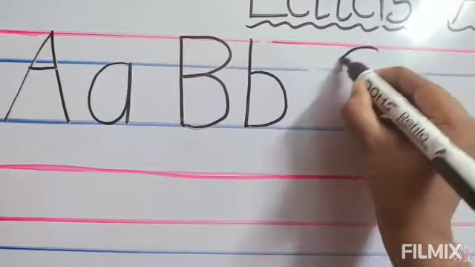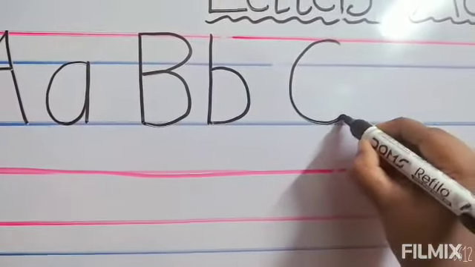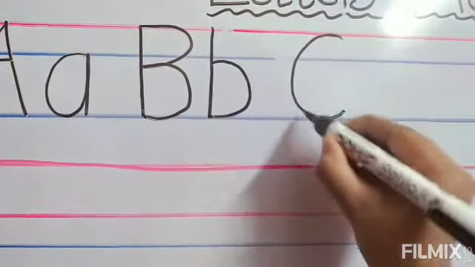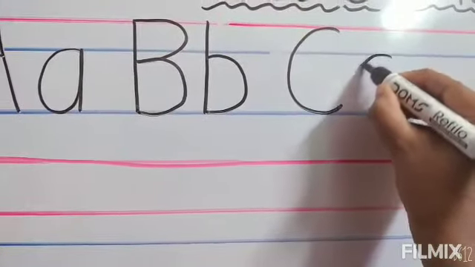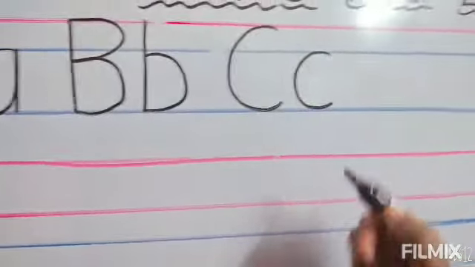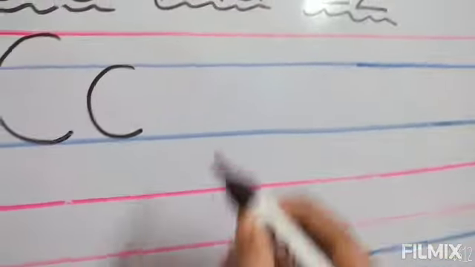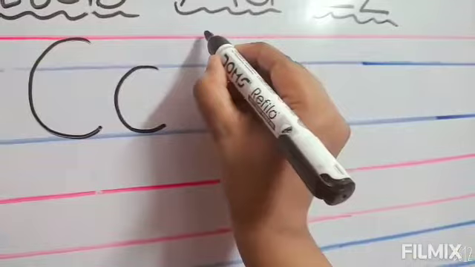Now we'll write capital C: a big open curve from red line to blue line. And the small c you need to write only in the blue 2 lines. Okay, now we'll go to another letter.